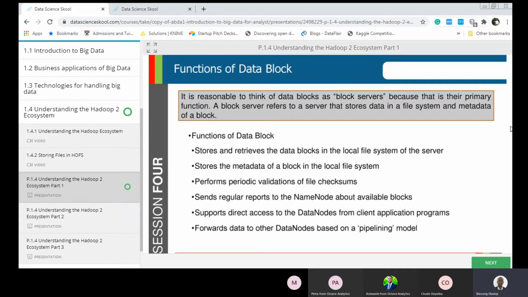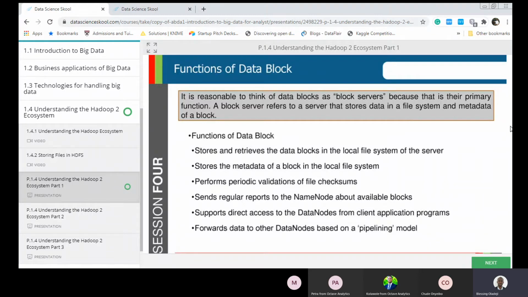Data nodes support direct access for different client applications. If an application wants to access data on that data block, it supports it, and the information is always stored in the name node to guarantee its availability. Then we talk about checksum validation. Why it is important is that multiple data blocks can hold one piece of information, especially when the data is very large.